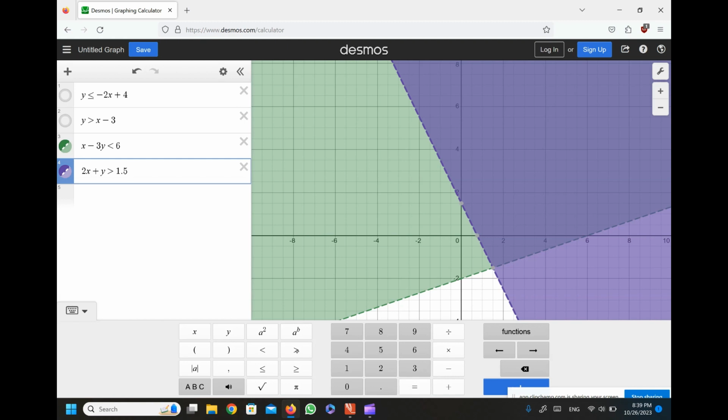So this green region is the solution of the first inequality. This purple region is the solution of the second inequality. What we are looking for is the common region, the overlapping region. So we find the overlapping region. This dark purple region is the solution region. This is the graph of this system.